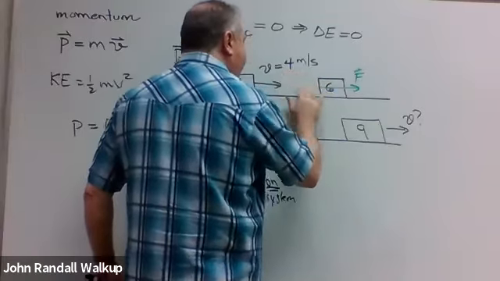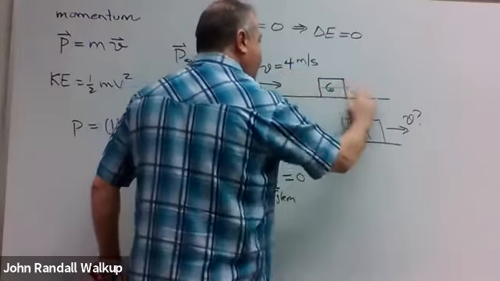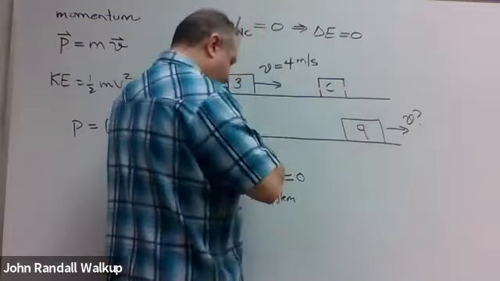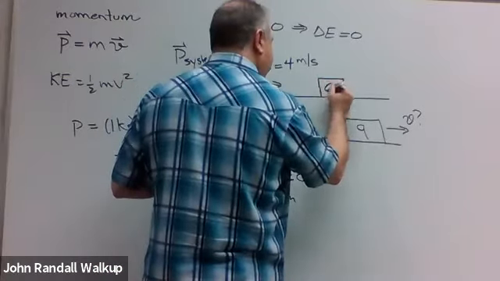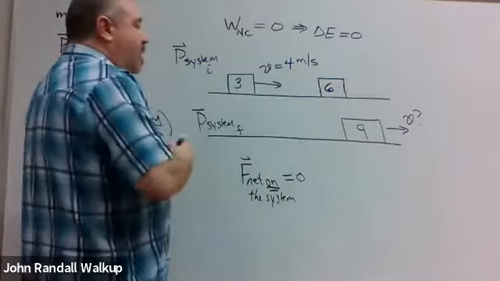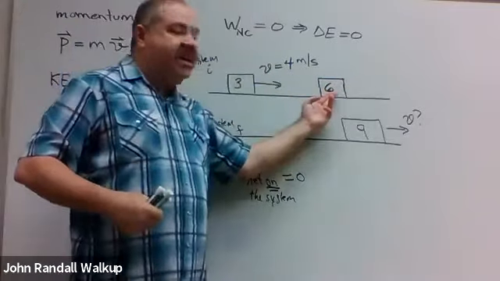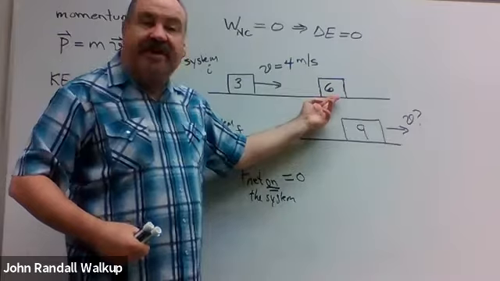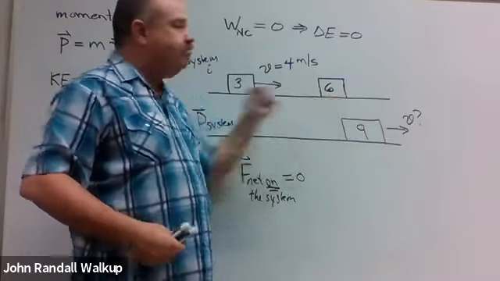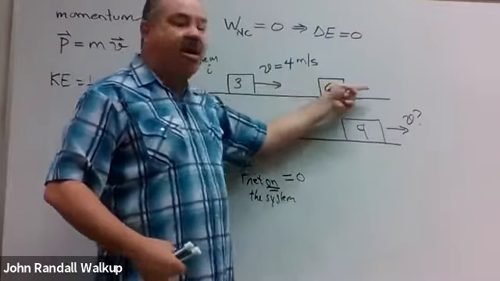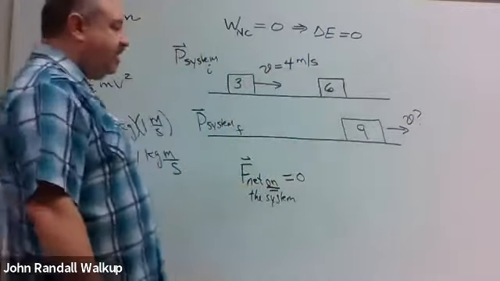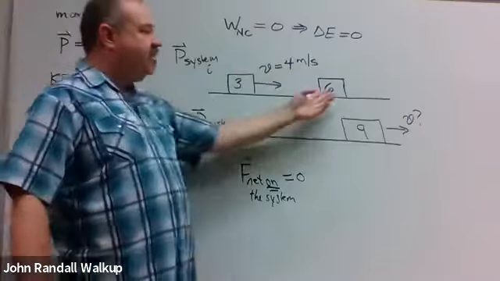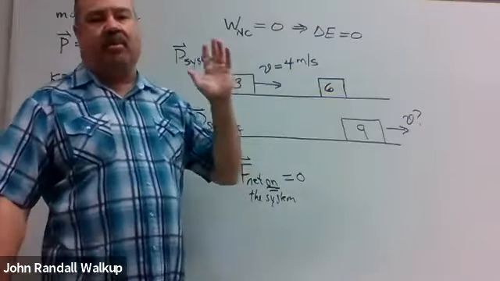And for the same reason, if we make the system the 6 kilogram block, its momentum is not conserved because there's a force acting on it by the 3 kilogram that's not offset. There is a net force acting on the 6 kilogram block, its momentum therefore will not be conserved.